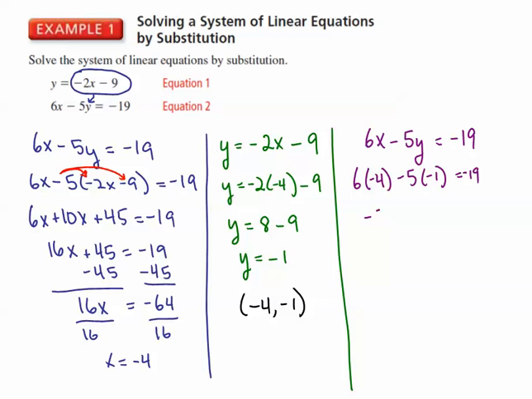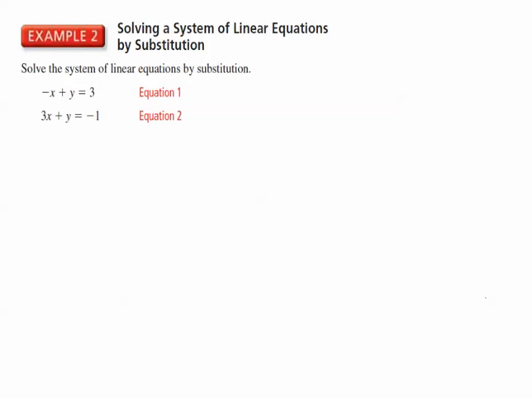6 times negative 4, negative 24. Negative 5 times negative 1 is positive 5, and negative 24 plus 5 is negative 19 equals negative 19, and so that is my check, and I know that I have the correct answer there. So this is the procedure that we're going to use then to solve the system of linear equations algebraically by the method of substitution. Okay, in our second example, we are going to do something very similar to what we did in the first.